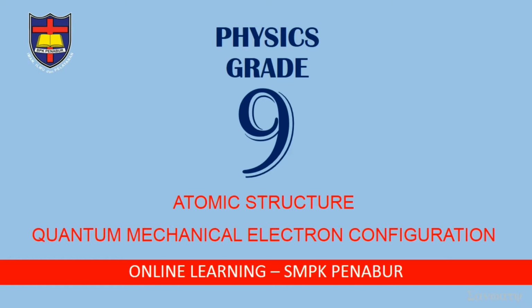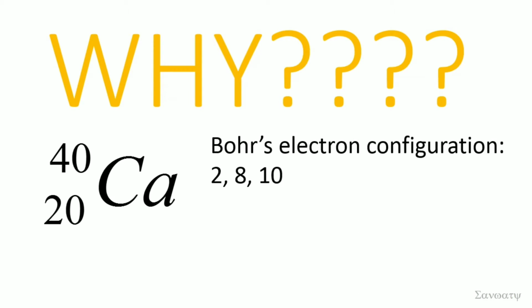From your previous lesson, you have learned about Bohr electron configuration. And you must use a special rule when you make the electron configuration of an atom with an atomic number greater than 18. For example, a calcium atom with atomic number 20 and atomic mass 40 has 20 electrons, and using Bohr electron configuration, we would expect the configuration to be 2, 8, and 10.